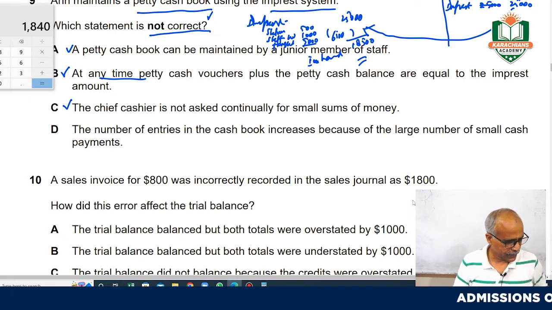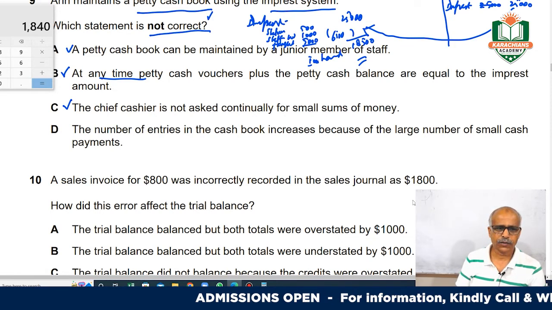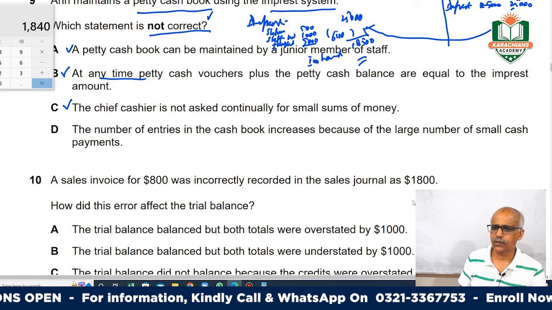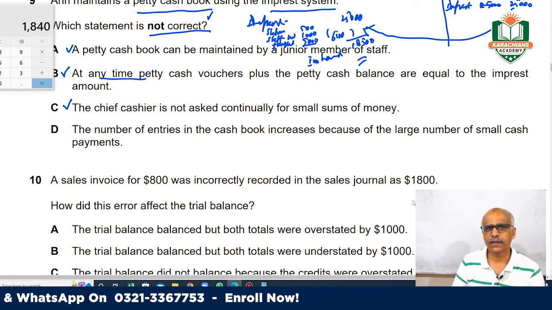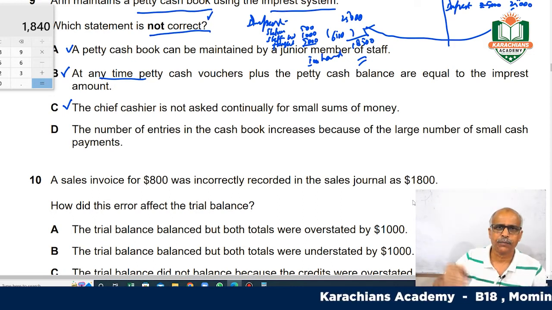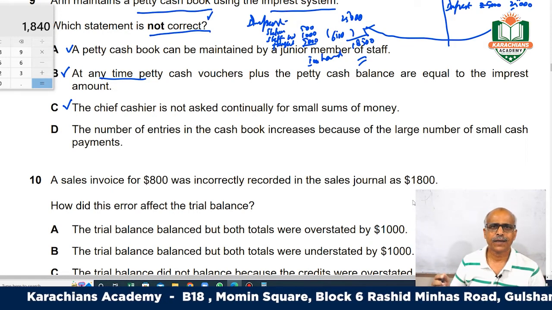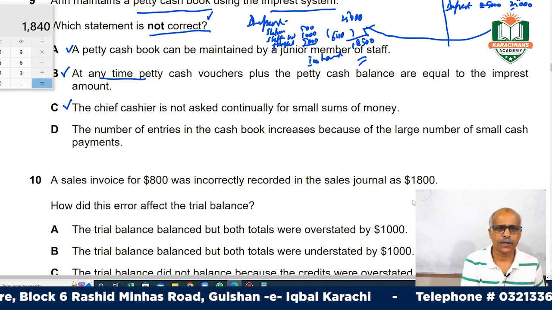What does D say? The number of entries in the cash book increases because of the large number of small transactions. Remember I said that petty expenses are not recorded in the cash book, because if we record them, the volume of the cash book will become a big one. So to avoid a lot of small petty transactions in the main cash book, we maintain a separate imprest.